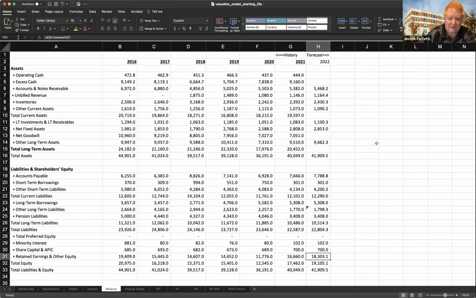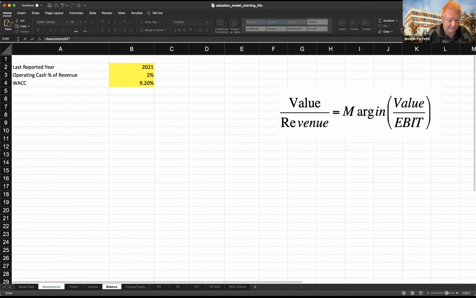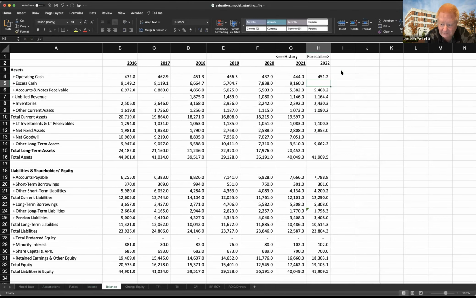All right, so back to the assets. Since we're plugging for excess cash, we need an assumption for operating cash, and we need an assumption for goodwill. So let's start out with operating cash. Operating cash, H4, equals, from the assumptions tab, operating cash as a percentage of revenue. That's B3. Times, from the income tab, 2022 revenue, H3. That's going to equal 451.2 million.